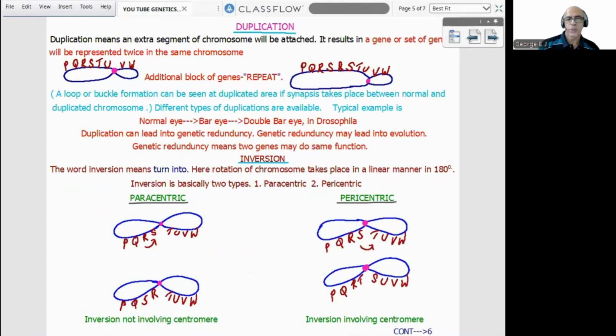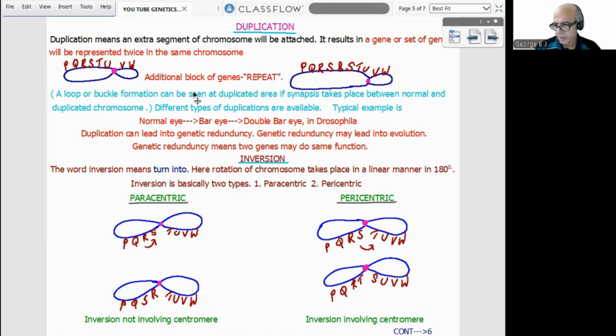The next aberration is called duplication. Duplication means an extra segment of chromosome will be attached, a duplicate. As a result, a gene or set of genes will be represented twice in the same chromosome. The idea is simple. When you look at the diagram, it will be clear. Here you can find PQRSTUVW. Here PQRS, again RS, TUVW. So RS will be extra. An abnormal block of genes is called a repeat.